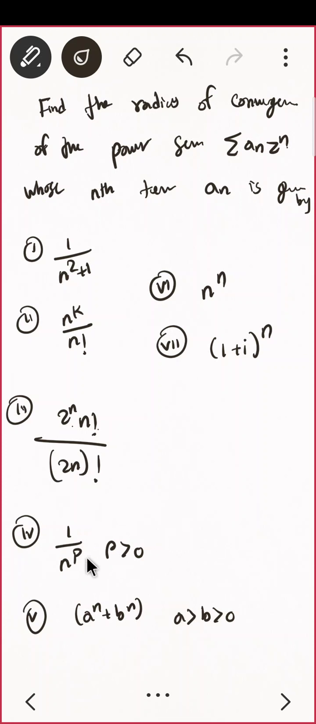Just quickly see that, then I'll go to the fifth one. If you have any doubt, you can ask. See, (n plus 1) raised to p, and this will be of this form: n raised to p upon (n plus 1) raised to p. You will be having this, and this converges to 1. So radius of convergence is 1. Correct? What next? Let us see this one.